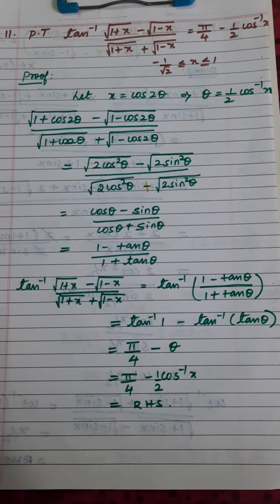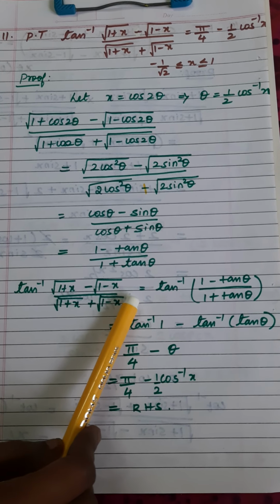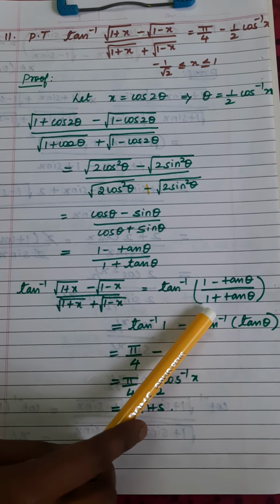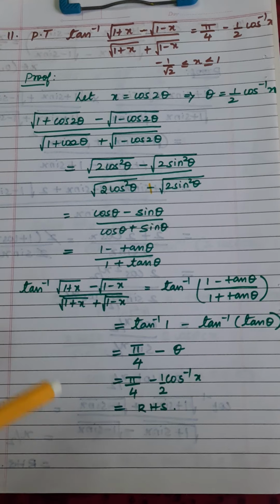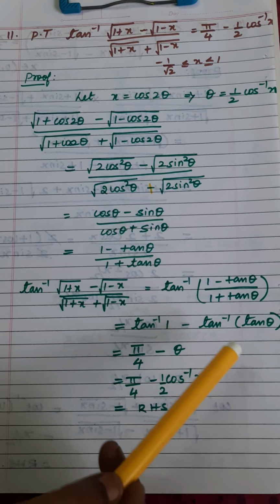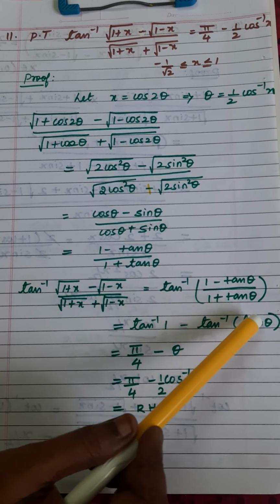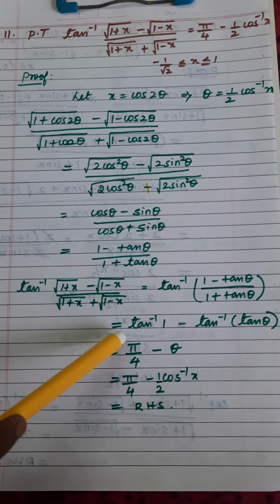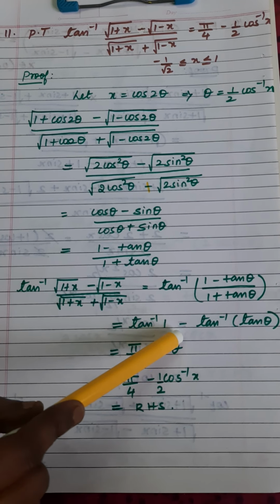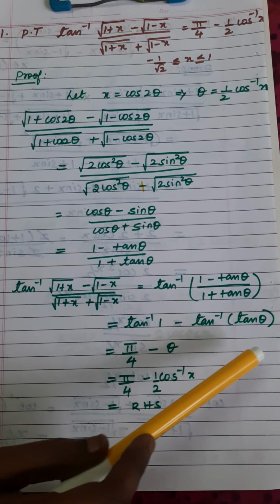Now apply tan inverse on both sides. Tan inverse of this expression is equal to tan inverse of 1 minus tan theta by 1 plus tan theta. Now this is of the form tan inverse x minus tan inverse y, because it is x minus y by 1 plus xy. Here x is 1 and y is tan theta. So tan inverse x minus tan inverse y.